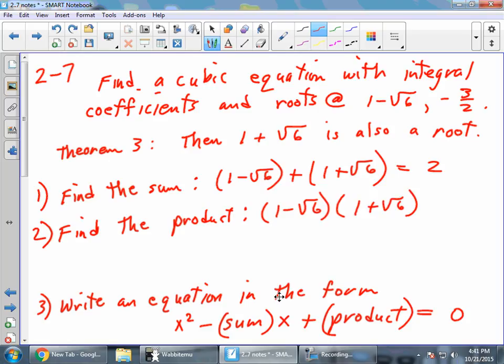You can use a table or you can FOIL it. Just for a quadratic, I think I'll FOIL it. That gives us 1 plus 1 root 6 minus 1 root 6 minus 6. And that gives us 1 minus 6, which is negative 5, is the product.